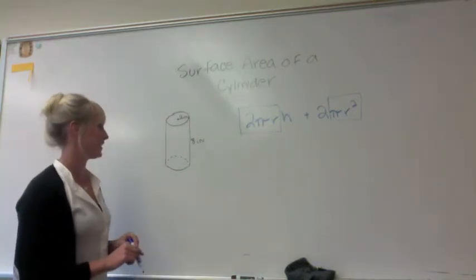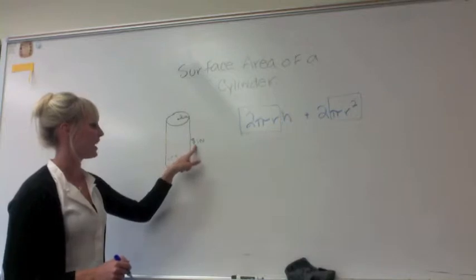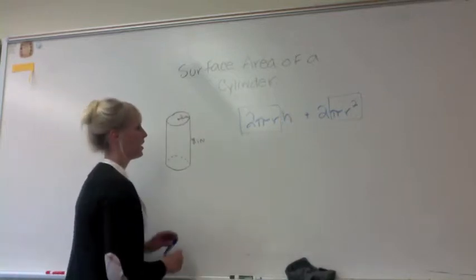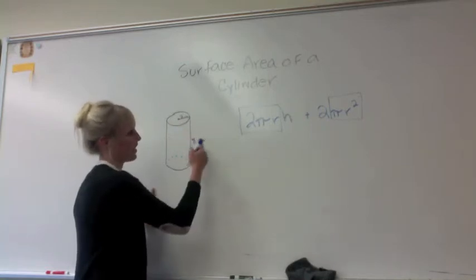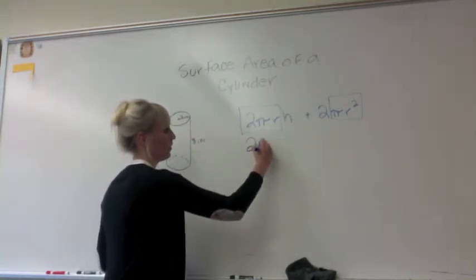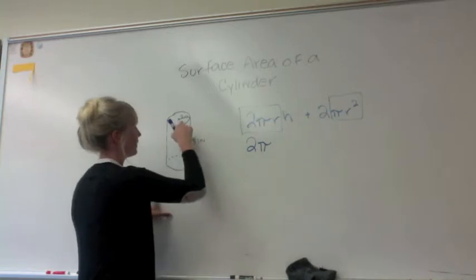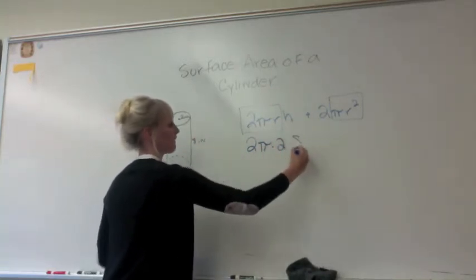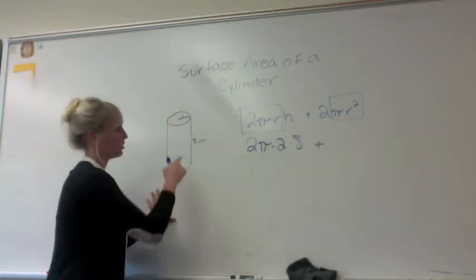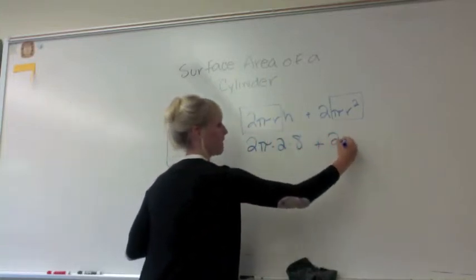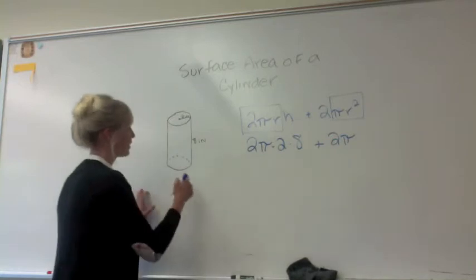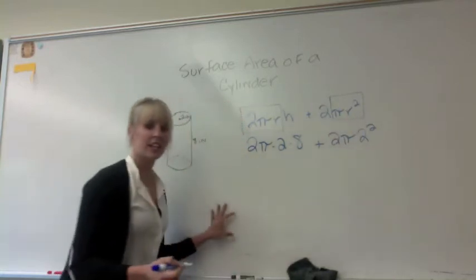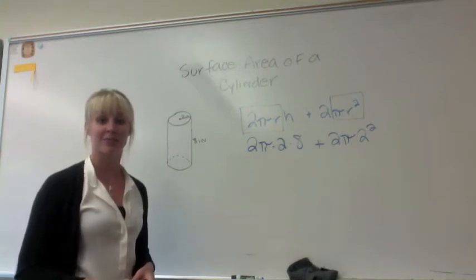Okay, so let's go ahead and get started. We know the height is 8 and the radius is 2. So all we do is plug in the values for the radius and the height. Well, 2 pi, the radius is 2, so I'm multiplying that by 2, and the height is 8. Now we're going to add that to 2 pi. The radius, again, is 2 squared. Next, you plug it all in your calculator.